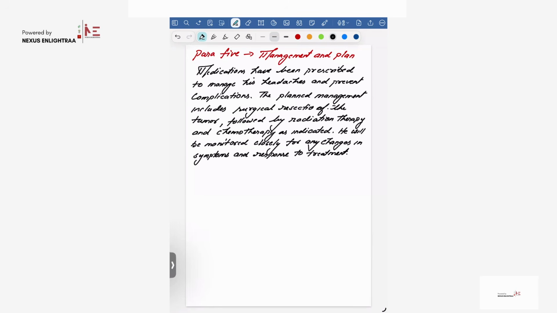The phrase that I have used in here, as indicated, means clinically as required. It is an appropriate clinical phrase that avoids overstating what will definitely happen. So we are not saying this is what is going to happen, but as indicated, or how it is planned, we will proceed.